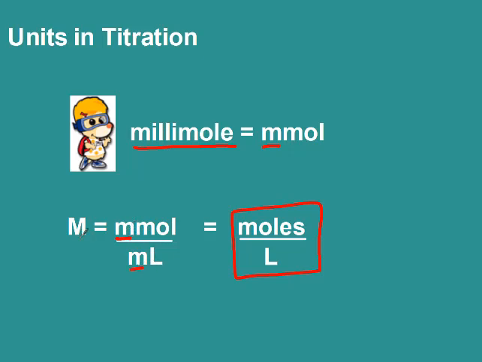You don't have to use millimoles, so you can just use moles and liters, but it is a useful unit in titrations because we're going to be using such small amounts of acid and base. It makes your numbers more user-friendly. So millimoles divided by milliliters gives you molarity.